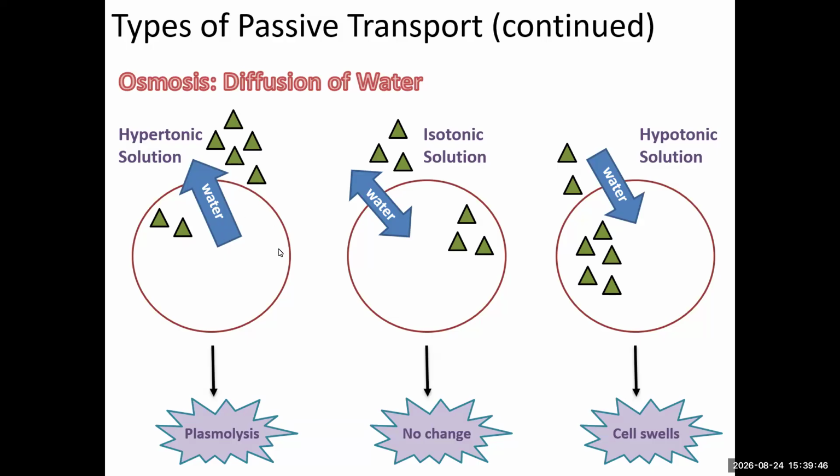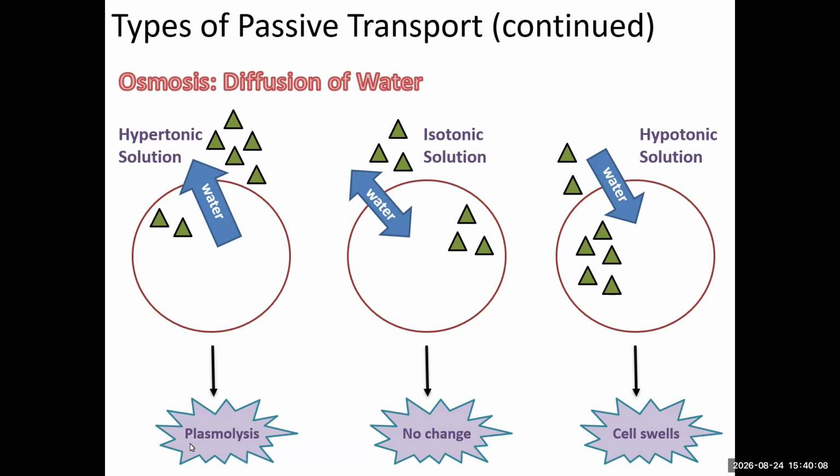So if a bacterial cell is placed inside of a hypertonic solution, that water is going to rush out of the cell because it wants to start dissolving this solute. So what's going to happen to the cell if water is rushing out? The cell is going to kind of shrivel, okay?